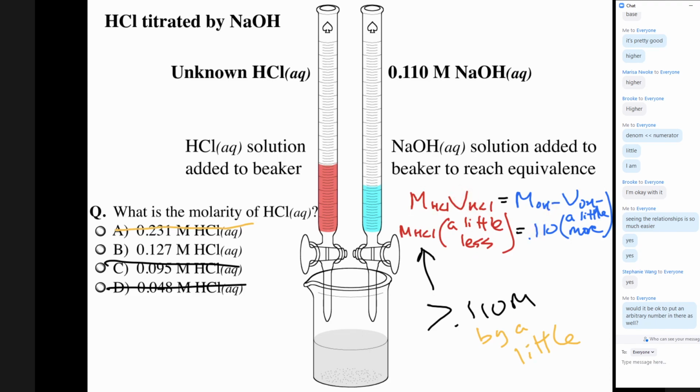So it's got to be a little bit more than 0.110 because it's a little less volume needed. So it must be a little less volume, so a little more concentrated. Yeah, and if you wanted to, you could definitely put in an arbitrary number. So I did exactly 46 and 53 when I just counted it. But if you wanted to put a number like 45 and 50, something like that, that would work too.